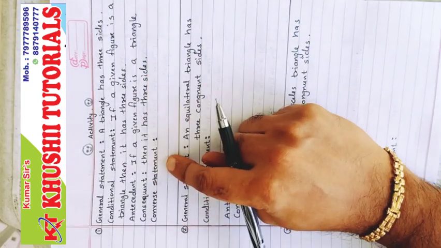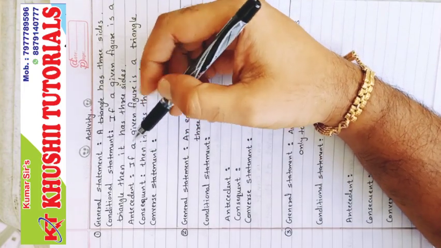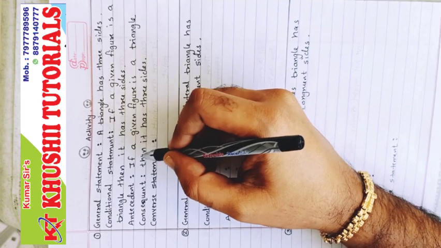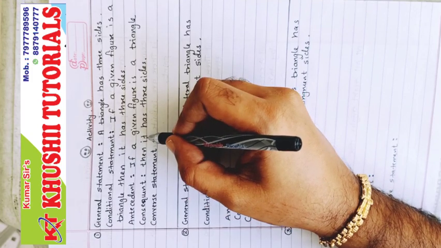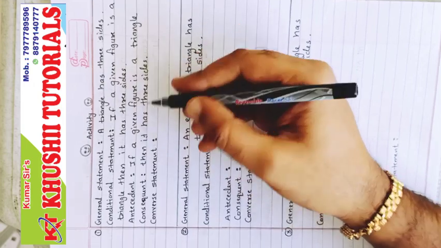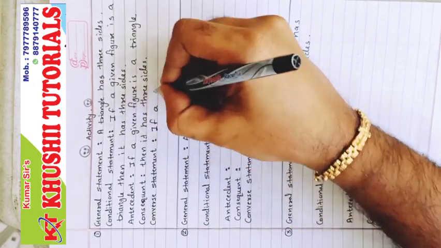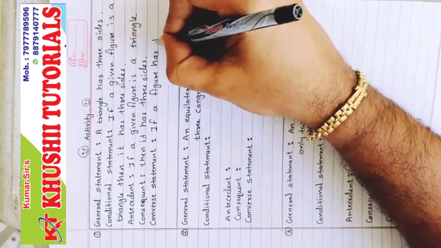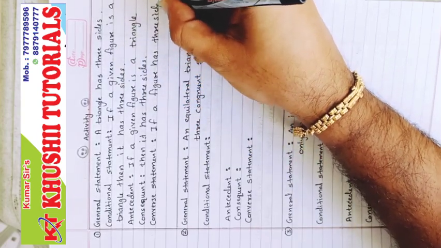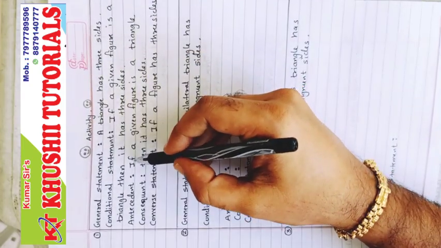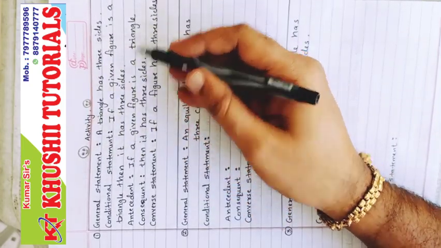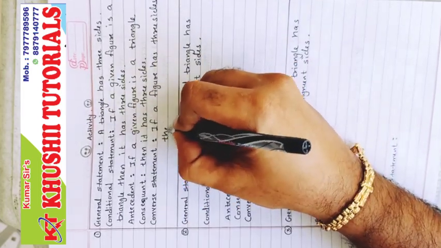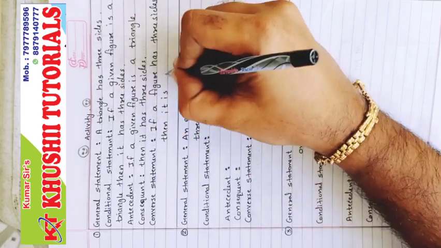Now the converse statement. You know very well what a converse statement is: just an interchange of if and then. So instead of then, now if will come here, and instead of if, then will come. So we'll start with if. If a given figure has three sides, then it is a triangle. We will not repeat that figure. So then it is a triangle.